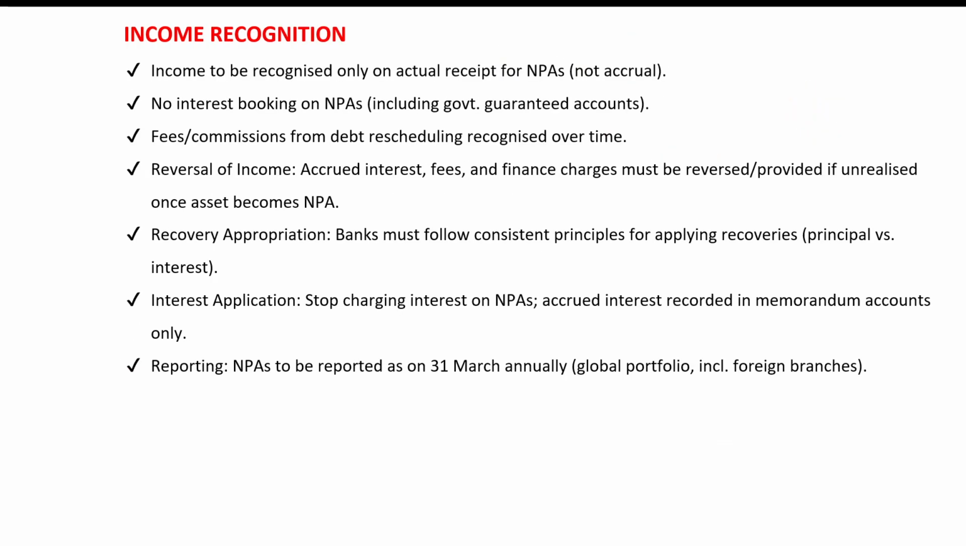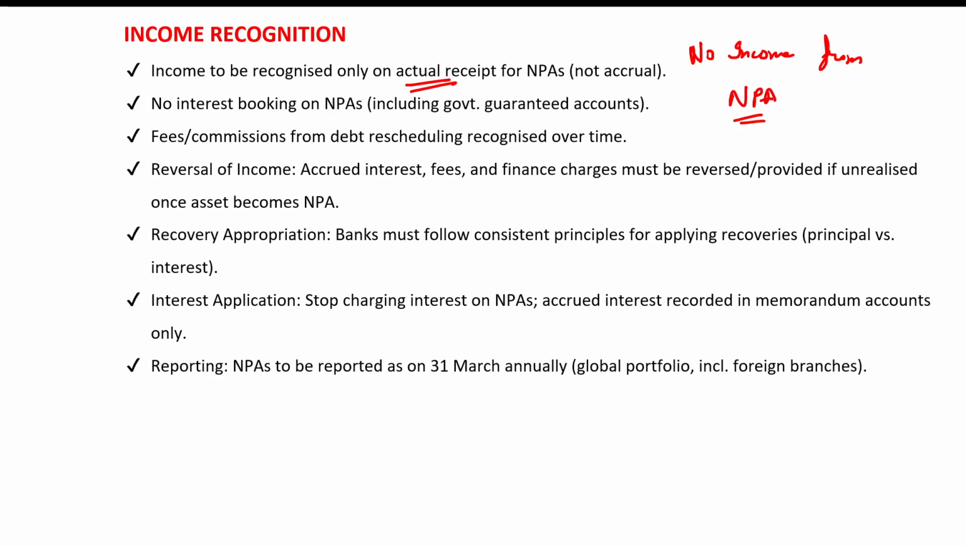Now let's understand about income recognition. Banks must follow objective rules for recognizing income and they cannot rely on subjective judgments. The key principle is no income from NPA. Meaning to say, the bank must not record interest from NPAs unless it is actually received in cash. Even if the government guarantees the loan, interest cannot be booked unless it is realized. So income is to be recognized only on actual receipts from NPA.